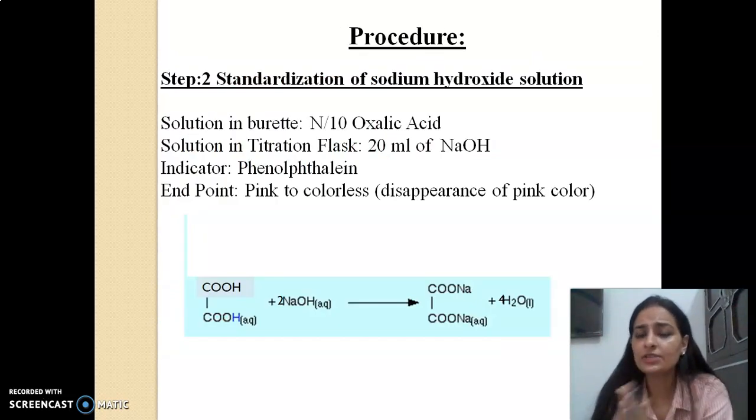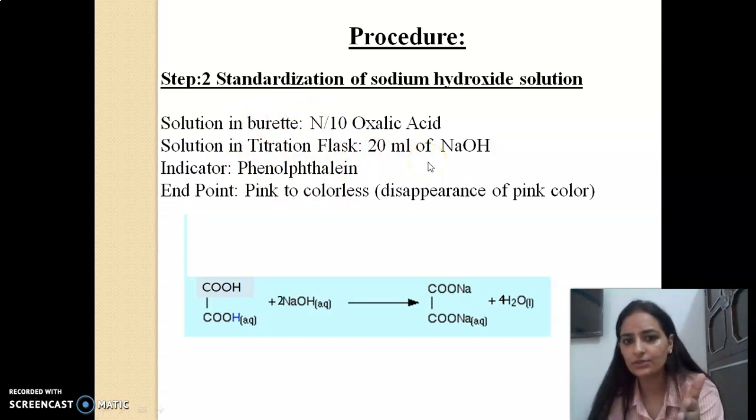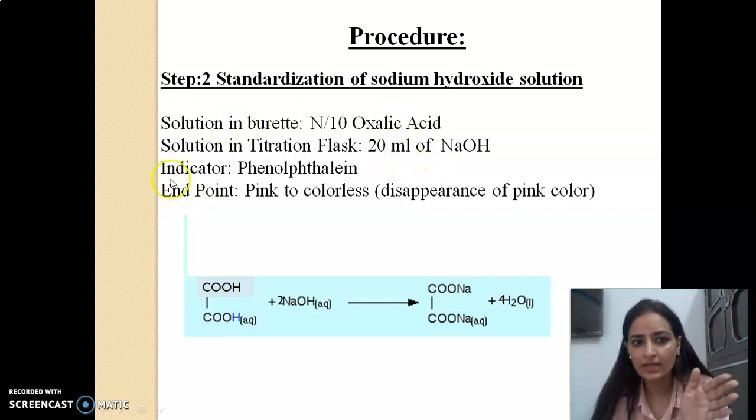The very first titration which you will carry out is the standardization of sodium hydroxide. For that, you need to take the N/10 solution of oxalic acid in the burette, and in the titration flask you need to take 20 ml of NaOH. That is, you need to pipette out 20 ml of NaOH. I will show you how this titration works in the video. For this we are using phenolphthalein as an indicator.